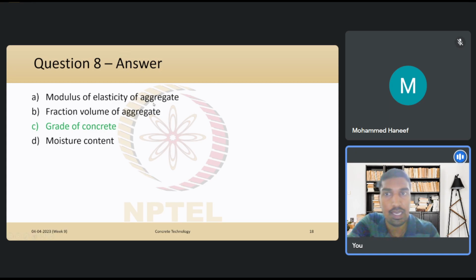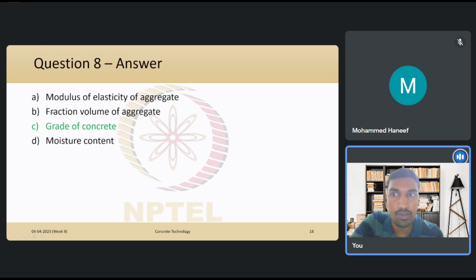If you have a higher modulus of elasticity, you'll see lesser thermal expansion, because your stiffer aggregates will resist the expansion more. So you'll have better resistance.